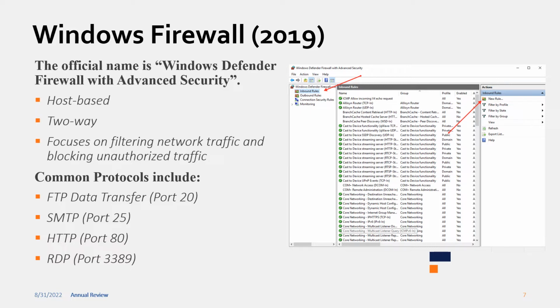So the firewall technologies that we're exploring are the Windows firewall, otherwise known as Windows Defender Firewall with Advanced Security. It's host-based, meaning that it's primarily centered within the computer or device that it's installed in. It's two-way, meaning that it has two-way conversations between the clients and the servers. And like any traditional firewall, it focuses on filtering traffic within the network and blocking any unwanted traffic. It includes the common protocols that we all know, like File Transfer Protocol, Simple Mail Transfer Protocol, etc.